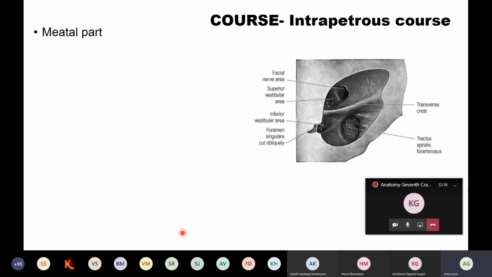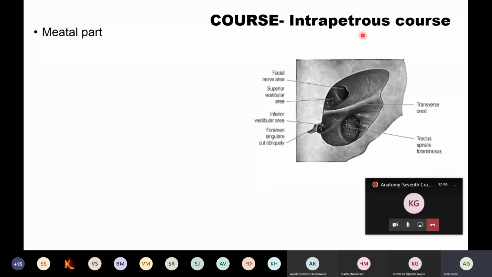In the petrous part of the temporal bone is situated your ear cavity, that is your inner ear cavity and the middle ear cavity, which will lead to the external or outer ear cavity. The internal acoustic meatus will go towards the inner ear cavity. So this part is called the intrapetrous course.